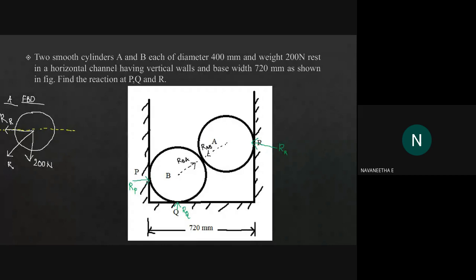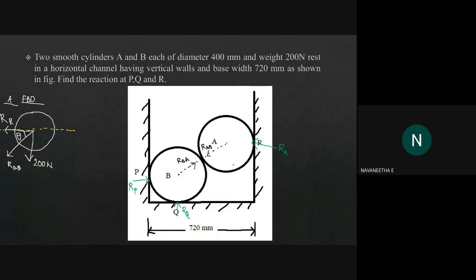So this is RAB. Here we need the angle subtended by the reaction force RAB with the x-axis or y-axis. So what is the angle? This is the angle. I am writing theta as the angle. So what is the value of theta? How can we find the value of theta? From this figure we can find the value of theta. How?